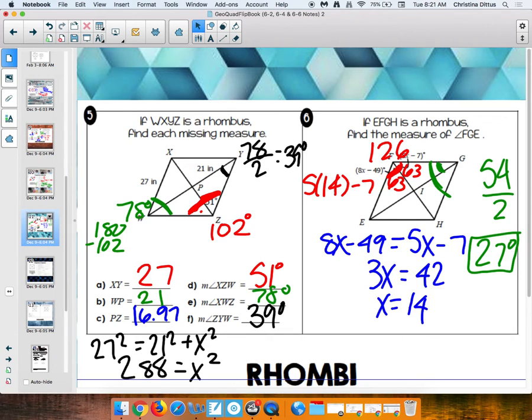How did you get the 54? I'm lost. Okay, so if this is 126, these angles next to each other have to be 180. Oh, yeah. So 180 minus 126 is 54. Okay. And then half it to get just that little chunk. Questions there?